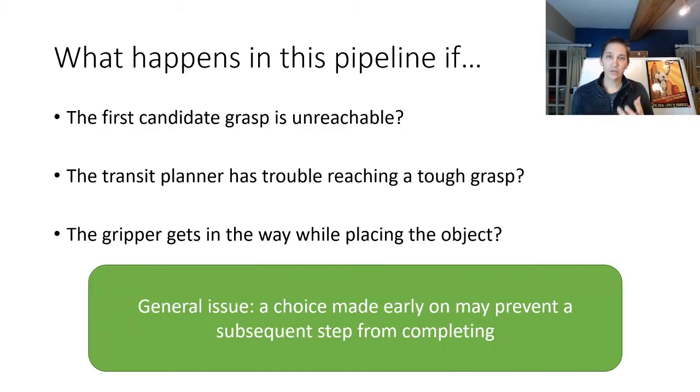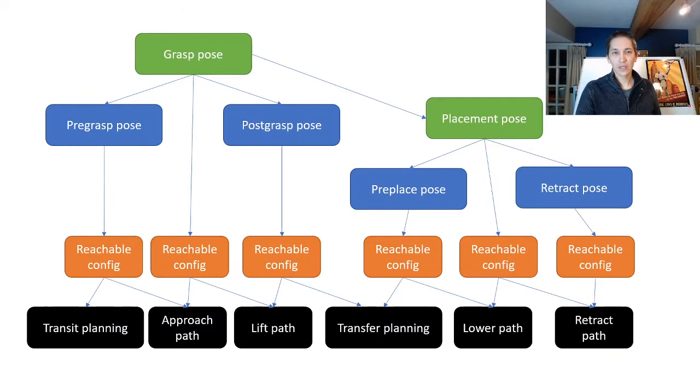So a general issue is that there are a lot of sequential actions that need to be performed to produce a pick and place plan. And a choice that we make early on that could be chosen incorrectly may prevent a subsequent step from completing, but we don't have information yet about whether or not that choice was valid, right? So it's collision-free, it's a stable grasp, but somewhere down the road, it's going to cause a problem. So how do we figure this out?